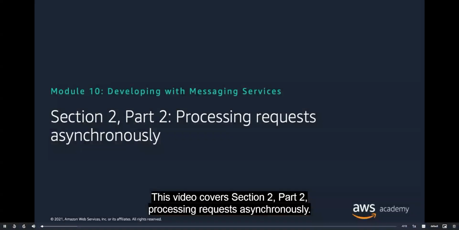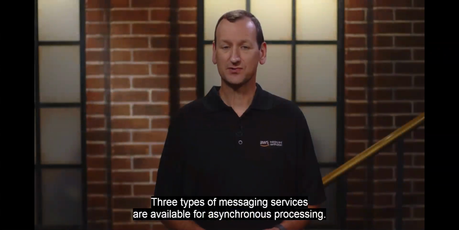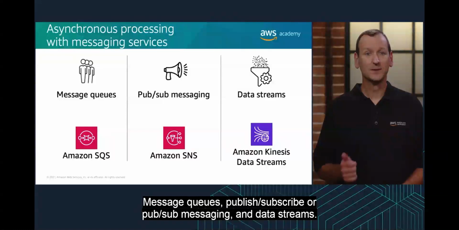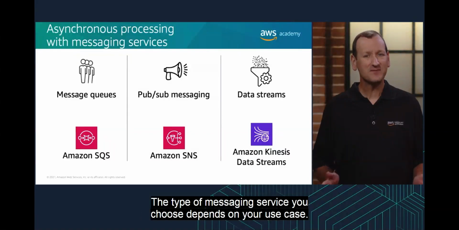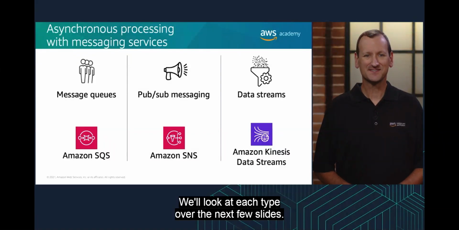This video covers Section 2, Part 2, Processing Requests Asynchronously. Three types of messaging services are available for asynchronous processing: message queues, publish-subscribe or pub/sub messaging, and data streams. The type of messaging service you choose depends on your use case. We'll look at each type over the next few slides.